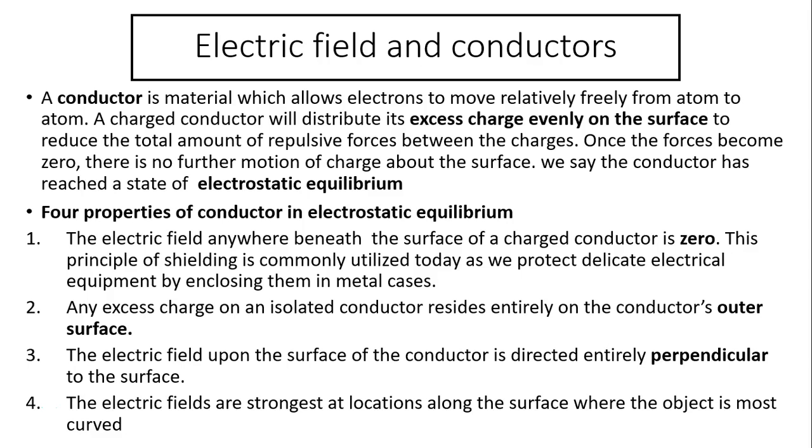Another property is that all the excess charge on the conductor is outside, on the surface of the conductor. Property number 3 is that the electric field has to be perpendicular to the surface. And property number 4 is that electric fields are strongest at locations along the surface where the object is most curved.